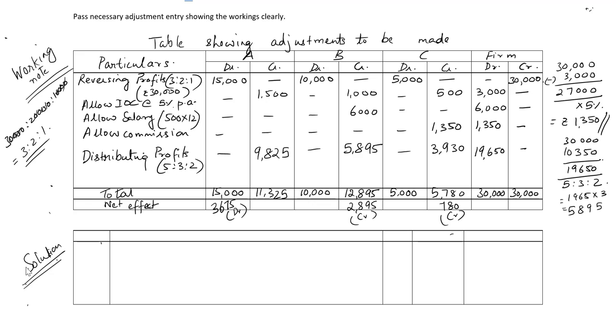So for the solution, we'll assume that the fluctuating capital method is being followed and pass the journal entry through the partners' capital accounts. Date, particulars, LF, debit rupees and credit rupees.